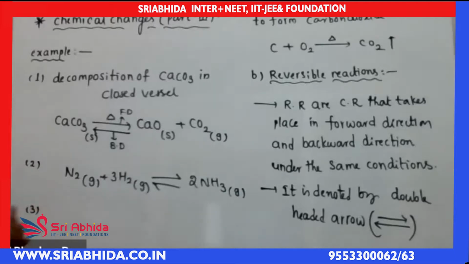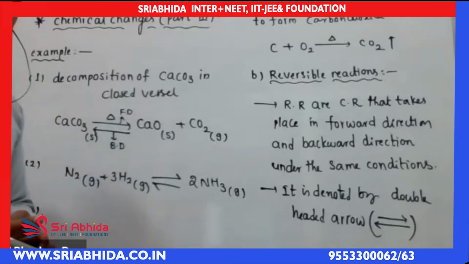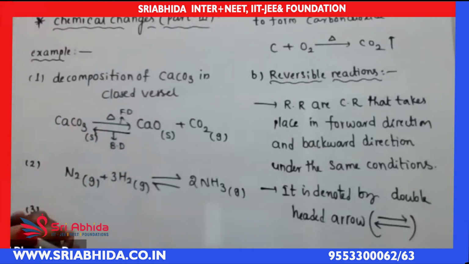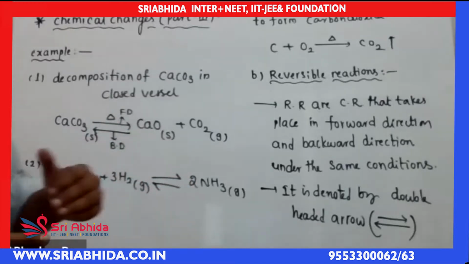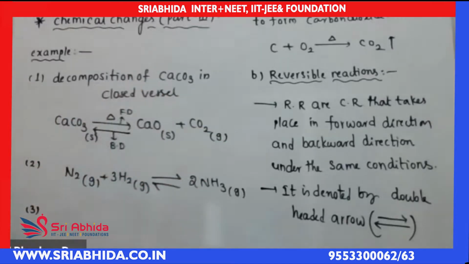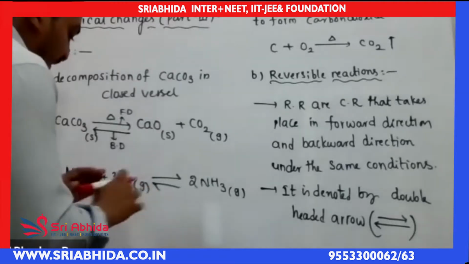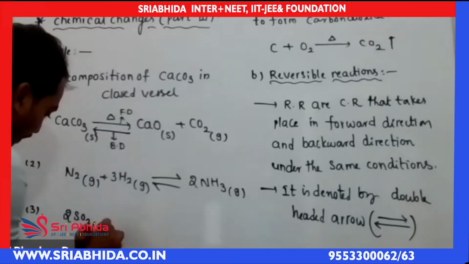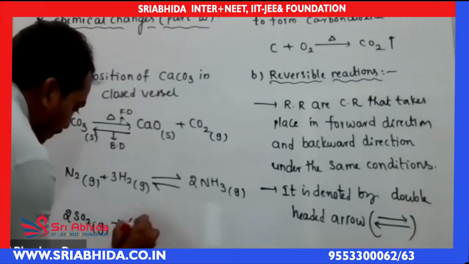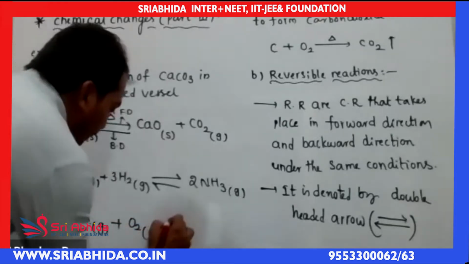Next, the third one. When sulfur dioxide reacts with oxygen, that one converts into sulfur trioxide. Sulfur trioxide formation means all of them exist in the gaseous state only. All compounds or elements exist in the gaseous state only. For example, 2 moles of sulfur dioxide at a gaseous state react with oxygen at a gaseous state.